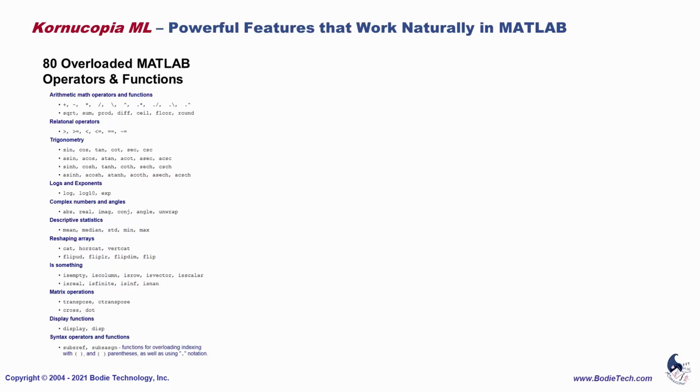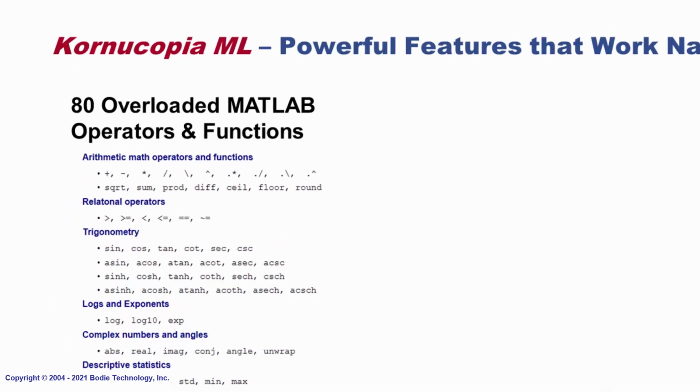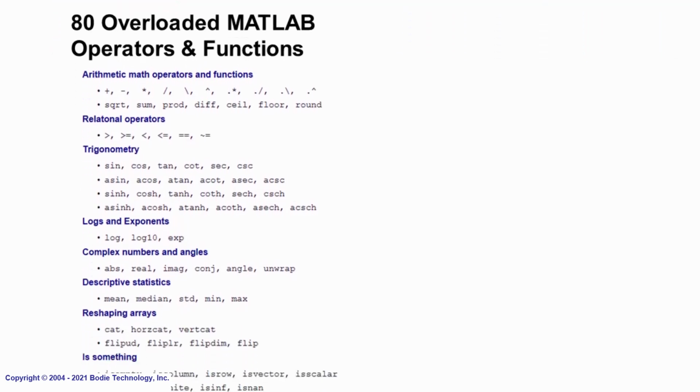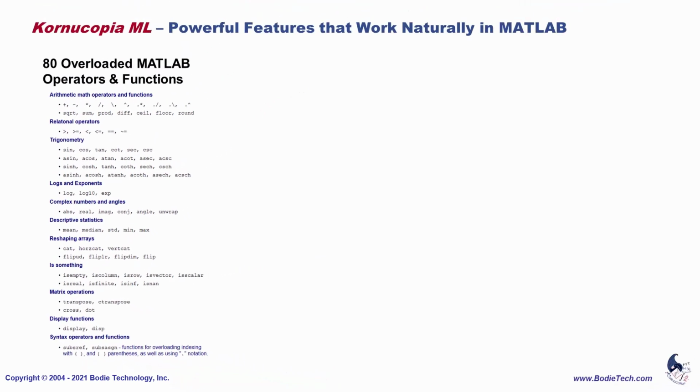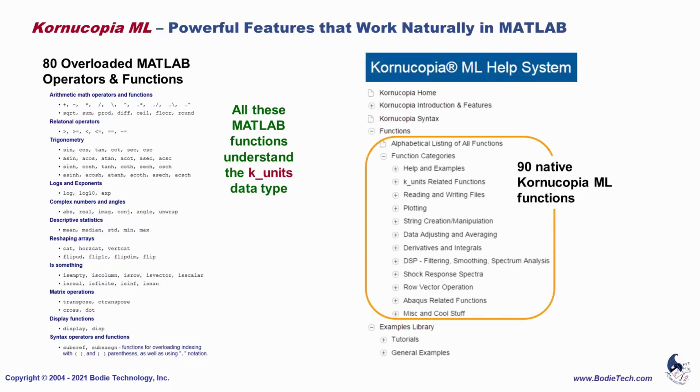Kornucopia ML's powerful features work naturally in MATLAB. There are more than 80 overloaded MATLAB operators and functions so that you can do math very naturally in MATLAB. All of these functions here understand the k_units data type. In addition to that, there are over 90 native Kornucopia ML functions that do a large range of common tasks related to general data analysis.